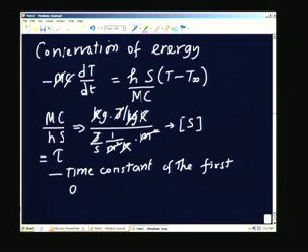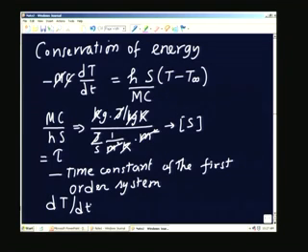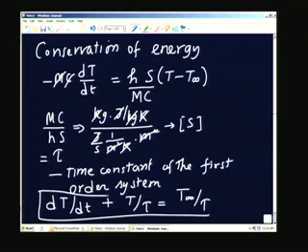Why is it a first order system? Because the equation has a first order derivative in it. It is governed by a first order equation. So, with this notation, mc by Hs equal to tau, I can rewrite the equation very simply as dT by dt plus T by tau is equal to T infinity divided by tau. This is the equation governing the problem.